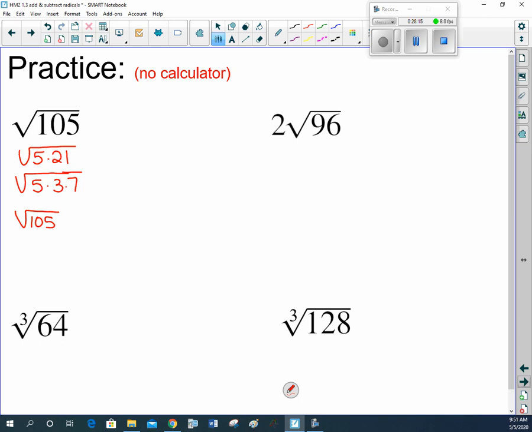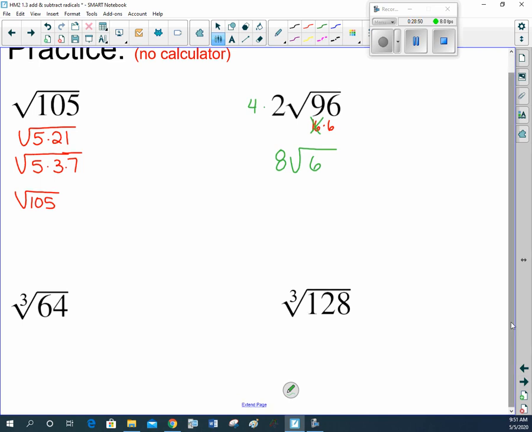Okay, 96. We need to figure out what goes into 96. So you could try 4. 96 divided by 4 is 24. So it looks like to me maybe 16. So 96 divided by 16 is 6. So let's do 16 times 6. Okay, so we're kind of shortcutting it now. What is the square root of 16? It's a 4. That comes out in front. 4 times 2 is 8. And then what factor pair did I not use? It was the 6, so that stays under the radical.